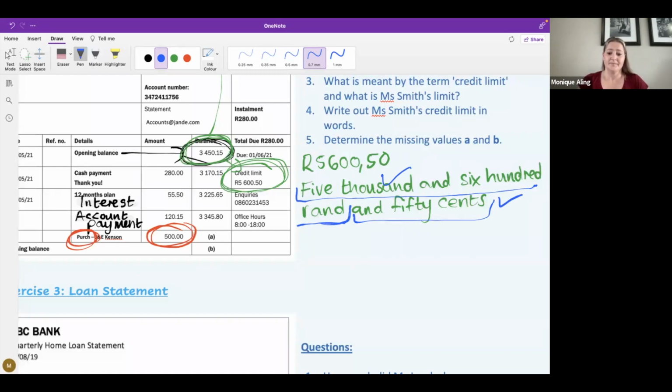Everybody's getting it so far. And the spelling is correct. That's very good. Okay, do we have any other questions when it comes to this accounts statement so far?